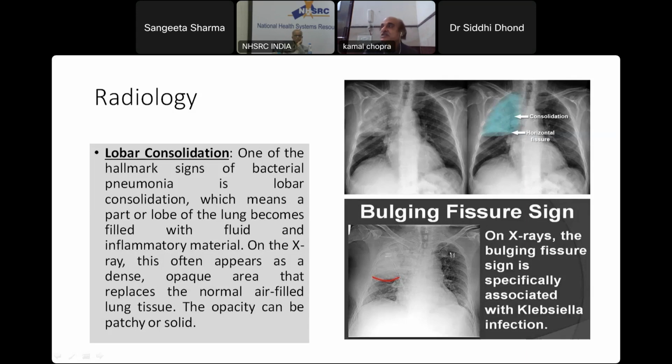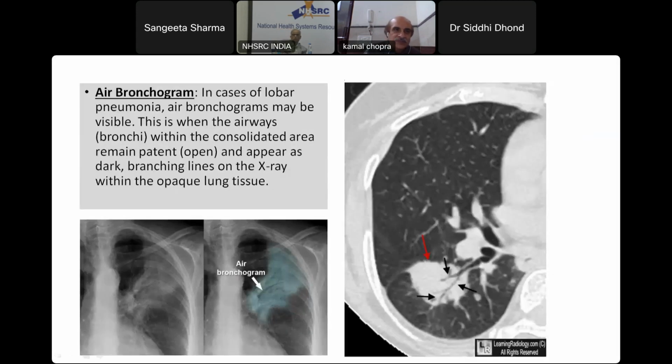And sometimes the bulging fissure sign is very important, like in Klebsiella pneumonia. A lot of secretion gets collected in the alveoli and in the lungs, and there is a bulging of the horizontal fissure. So simply see whether the horizontal fissure is maintained or not. If it is bulging, it goes in favor of Klebsiella pneumonia or necrotizing pneumonia. If the horizontal fissure remains the same or gets retracted, usually there is a bacterial pneumonia. If the horizontal fissure is not respected and infection traverses the anatomical boundaries, it goes more in favor of tuberculosis. Air bronchogram is a very important sign on radiological examination.